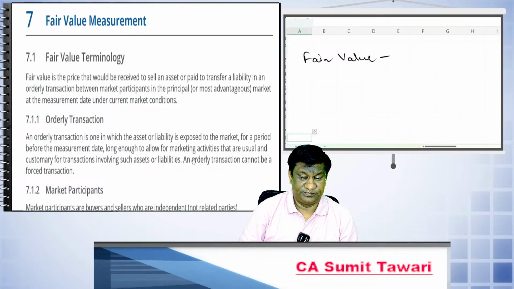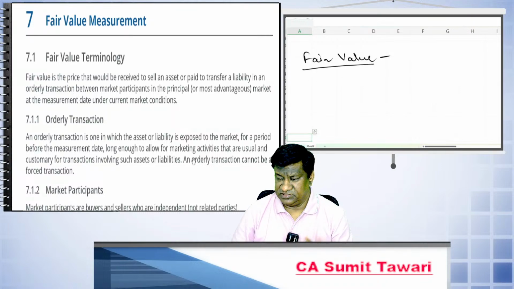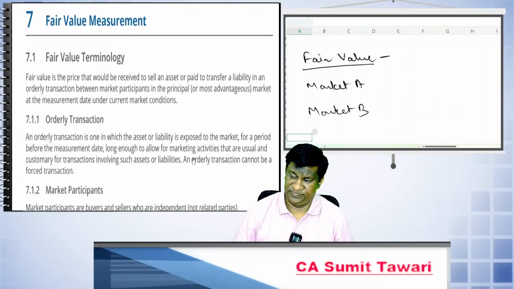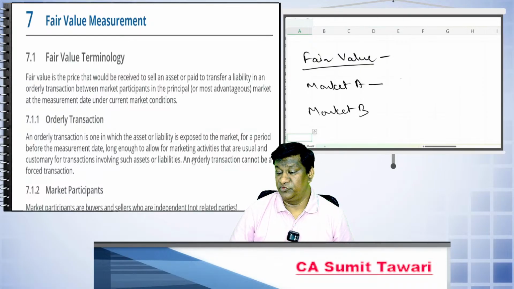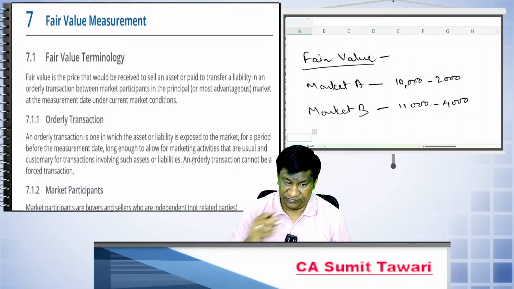Any guess? I'll give an example. Means market price is okay. See, market A and market B. Same asset, you can sell in the US, you can sell in Germany. If you sell in the US, you will get 10,000, but you need to incur the cost of 2,000. If you sell in Germany, you may get 11,000, but you need to incur the cost of 4,000. What would be the fair value of the asset?